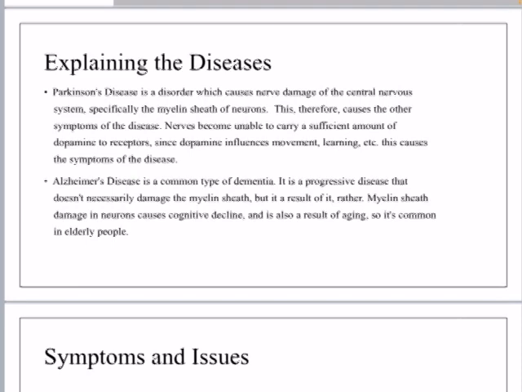Alzheimer's disease is a common type of dementia. It is a progressive disease that doesn't necessarily damage the myelin sheath, but is a result of it rather. Myelin sheath damage in neurons causes cognitive decline and is also a result of aging, so that's why Alzheimer's is more common in elderly people.